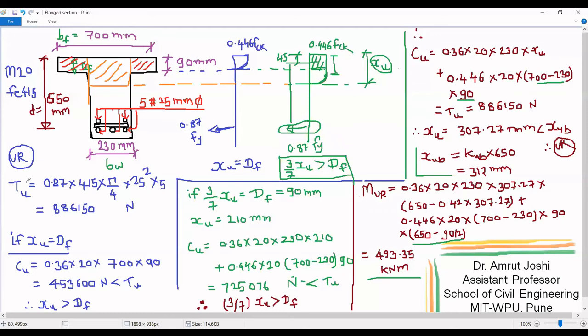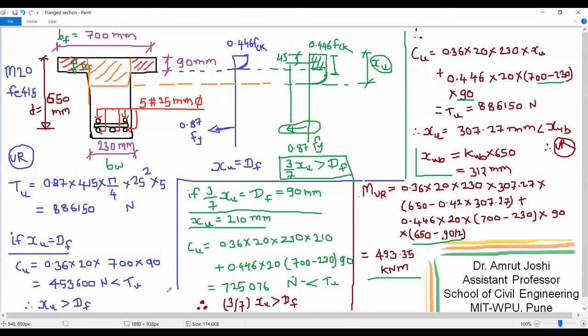If XU is greater than DF, the next step that we are going to do is we are going to assume that 3 by 7 XU is equal to DF. From that, we will calculate the value of XU. Then we are again going to compute the value of CU. If this value of CU is greater than tensile force, then we conclude 3 by 7 XU is less than DF. In that case, we are going to calculate YF as shown in the previous short video, and then we are going to calculate moment of resistance following the steps shown in previous video.